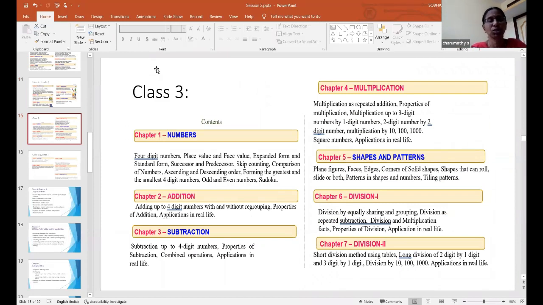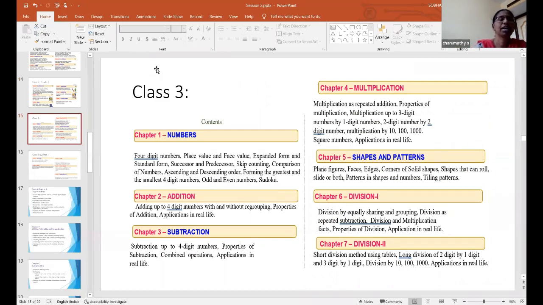Of course, here we don't use the word before, after, between. We move on to the terms successor and predecessor, skip counting, comparison. Here we again use the words ascending and descending instead of increasing and decreasing. Then forming the greatest and the smallest 4-digit numbers, that is nothing but building the greatest and the smallest using the given digits, odd and even numbers.